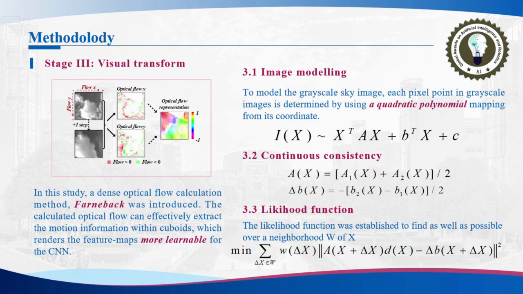The third is the visual transformer. We adopt front-back optical flow calculation to make the feature maps more learnable for the CNN networks. We modeled a single sky image by using a polyquadratic function, continuous consistency is used for practical use, and also a likelihood function considering the neighborhood of X is established as possible.